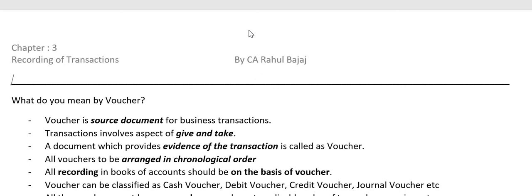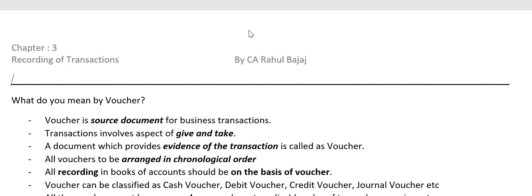So every transaction, for recording a transaction, there should be a source document. The source document is called a voucher. Every transaction involves something like give and take, then only it will become a transaction. Something must have been given or something must have been taken, both give and take should be there, then only it will be a transaction. If something is given for some consideration, say money, then it will become our transaction.